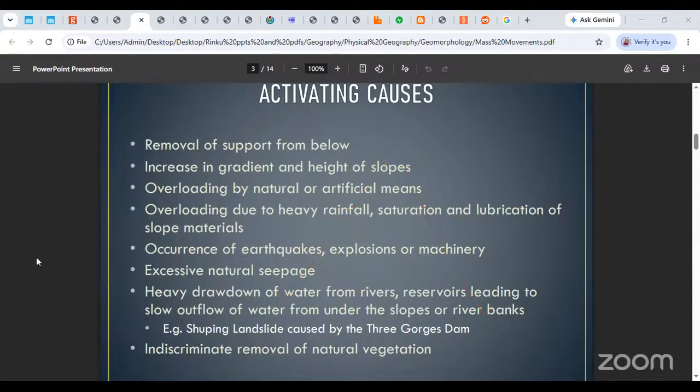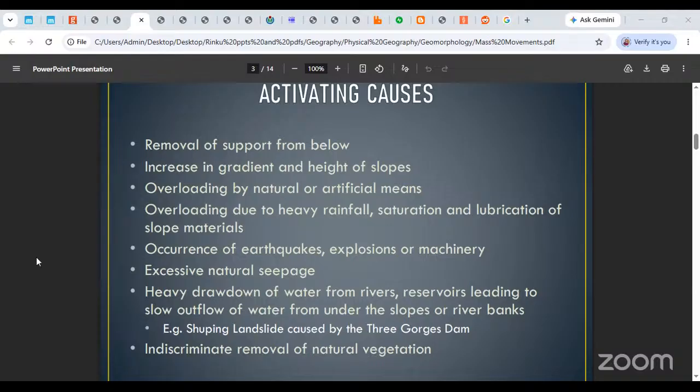Next is overloading due to heavy rainfall, saturation, lubrication of slope materials. You have to understand, as long as water comes actively into the lubricating mode, the slope materials are going to get lubricated. They're going to be a little more fluid than solid, so the possibility of it coming down is greater. Of course, tectonic movements like earthquakes, generally landslides etc. can be triggered. Explosions or machinery that we use, especially when we are constructing, can also weaken the slope, and hence the possibility of a landslide happening is greater.